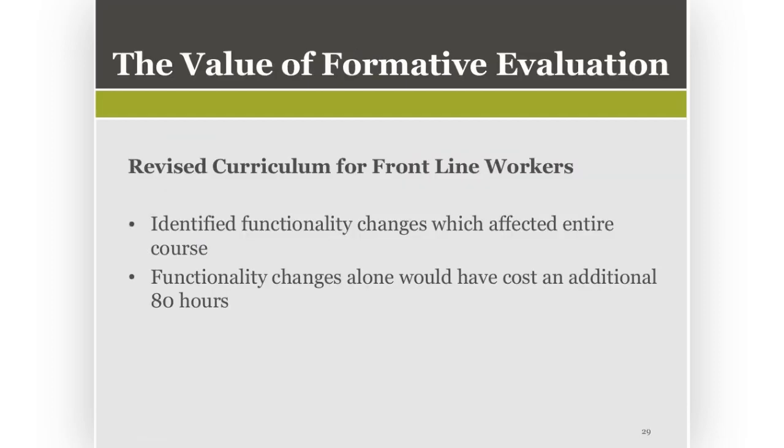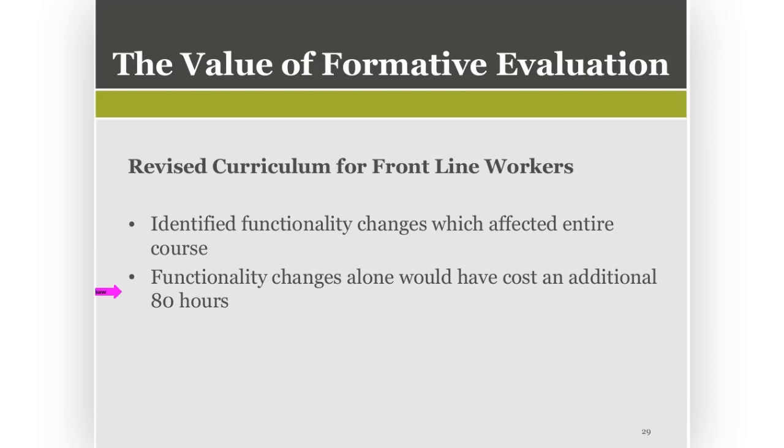So here's another example, a software system application again, where we had frontline workers. We identified functionality changes, which identified the whole course. This was the large 4,500-hour project again, and we found functionality changes throughout the entire course that we needed to make changes on. Just the functionality changes and how the system worked that were incorrect, that a learner tryout helped us figure out, saved us about an additional 80 hours of changes that we would have had to make.